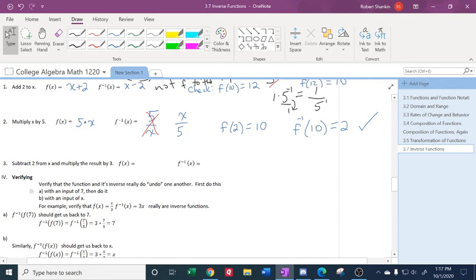All right. So now we get to a harder one. Subtract 2 from x and multiply the result by 3. You've got to write out what your f of x is and what your inverse function is. I'll give you a minute for that.